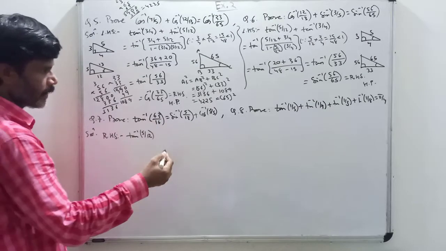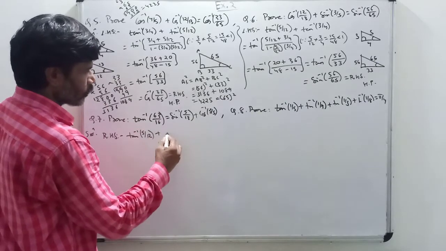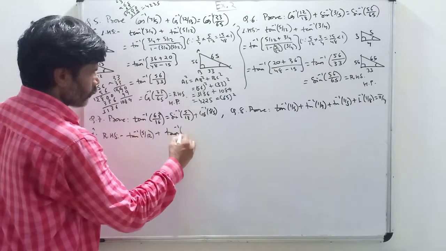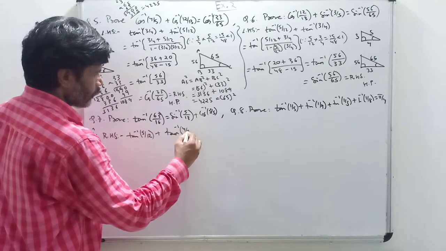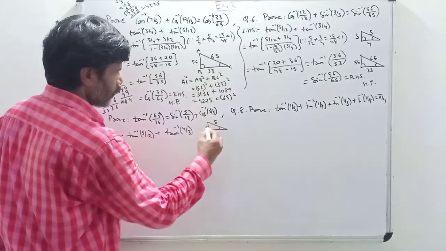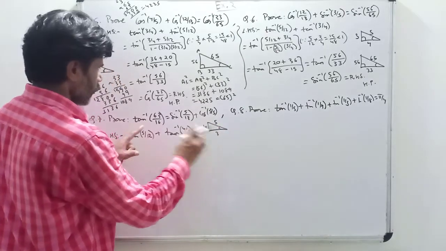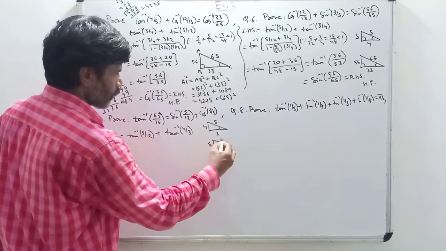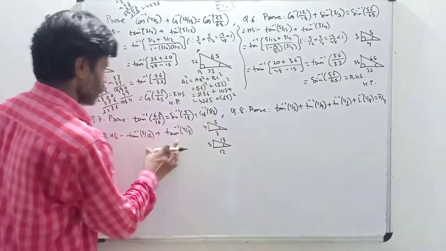Why? Make a right angle triangle and you can get it yourself. Cos inverse of 3 by 5, I am writing as tan inverse of 4 by 3. Why? Make a right angle triangle here, 3 by 5, so this will be 4 by 3. And for this, again make a right angle triangle. Sine means opposite upon hypotenuse, so this will be 12. So 5 by 12. Yes, we are right.